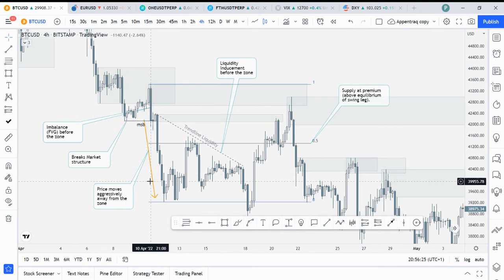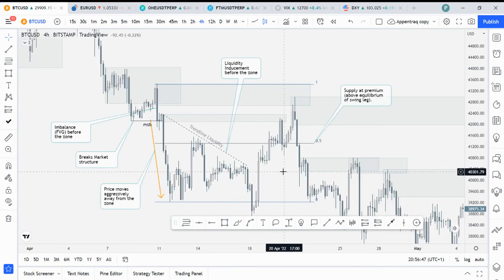One last thing you want to pay attention to is whether price is at premium or at discount. For example, if the supply zone is at premium, it is more likely going to hold. And if the demand zone is at discount, it is more likely going to hold. So what is premium, discount, equilibrium?